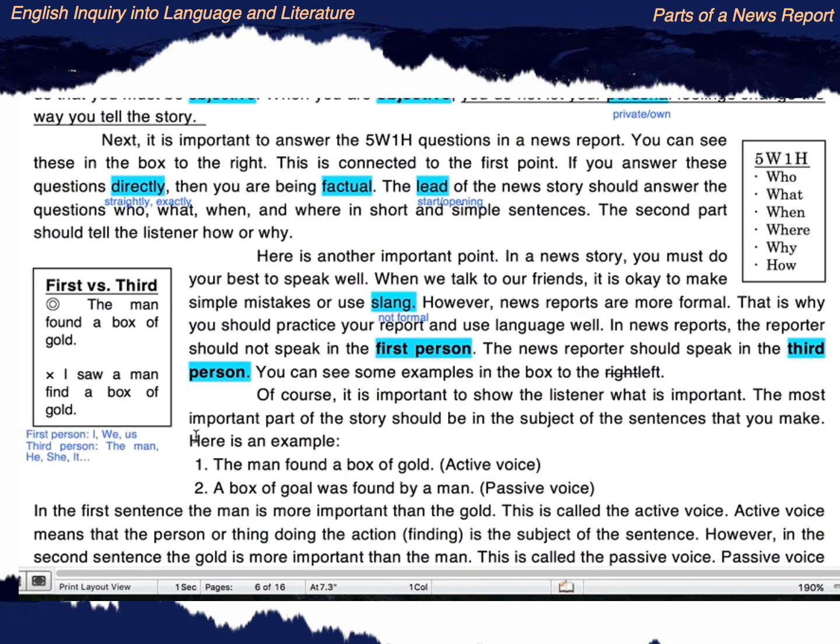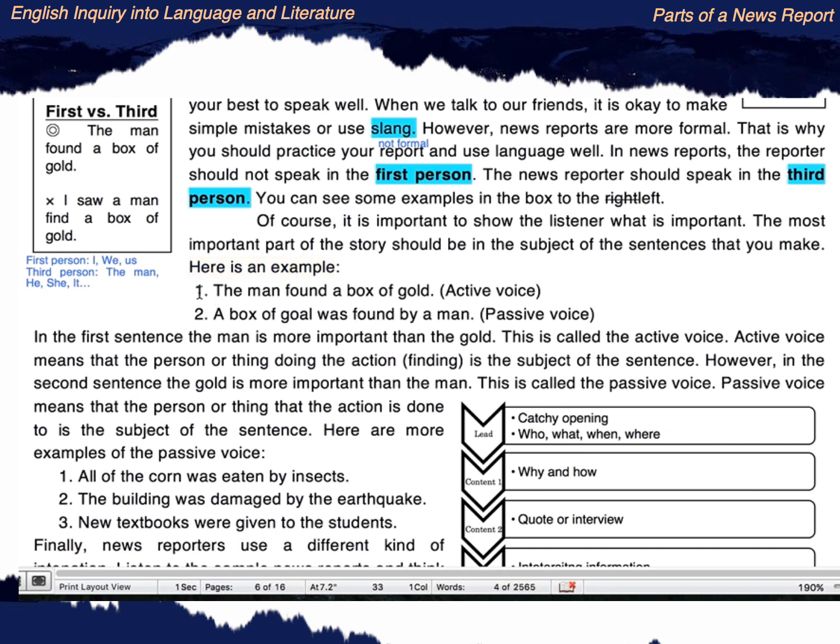Okay, let's continue. Here is an example. Number one, the man found a box of gold. Okay, active voice. Let's mark this one. A box of gold was found by a man. Passive voice. Let's continue. In the first sentence, the man is more important than the gold. This is called active voice. Oh, another active voice. Active voice means that the person or thing doing the action or finding is the subject of the sentence. So another active voice here, let's mark it. And this is the meaning of active voice. So let's underline that.